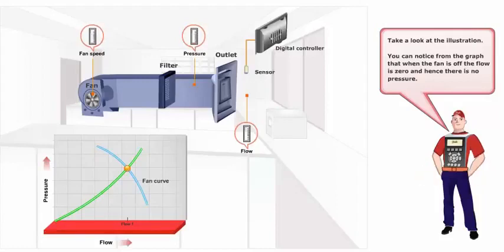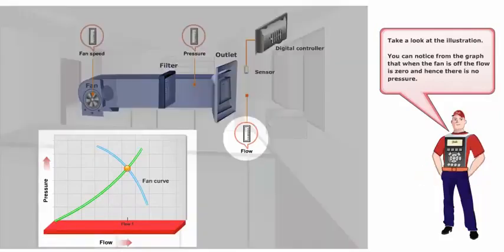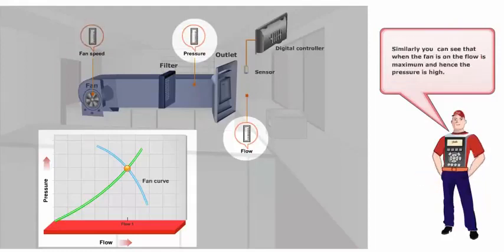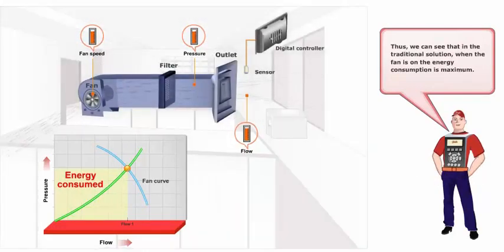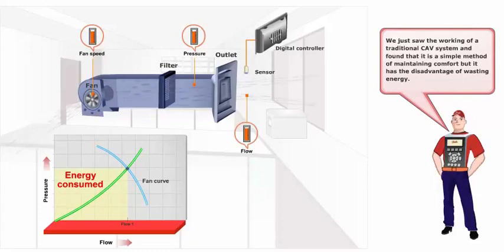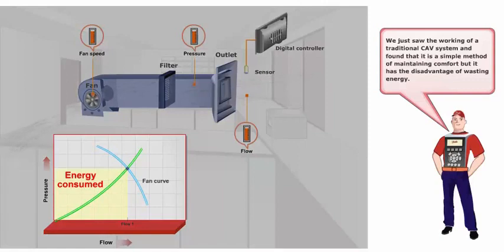You can notice from the graph that, when the fan is off, the flow is zero, and hence there is no pressure. Similarly, you can see that, when the fan is on, the flow is maximum, and hence, the pressure is high. Thus, we can see that in the traditional solution, when the fan is on, the energy consumption is maximum. We just saw the working of a traditional constant air volume system, and found that it is a simple method of maintaining comfort, but it has the disadvantage of wasting energy.